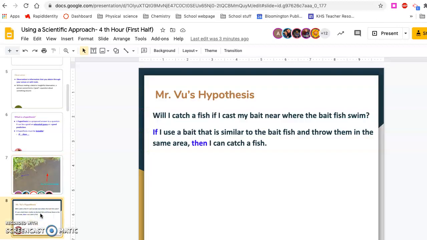Next, I have a hypothesis based on that scientific question. So it goes observation, question, and then hypothesis last. Okay, we're wrapping up pretty fast today. So what can I do? One hypothesis is, if I use a bait similar to the bait fish and throw it in the same area, from deep and pulling it in, or swinging it out, then I can catch a fish. Okay, does that make sense?